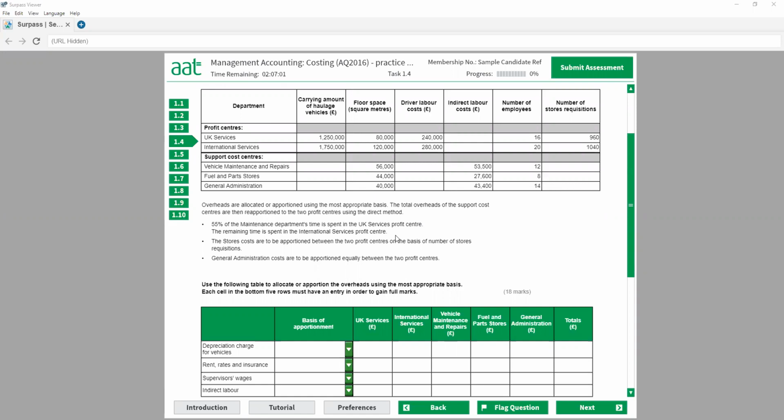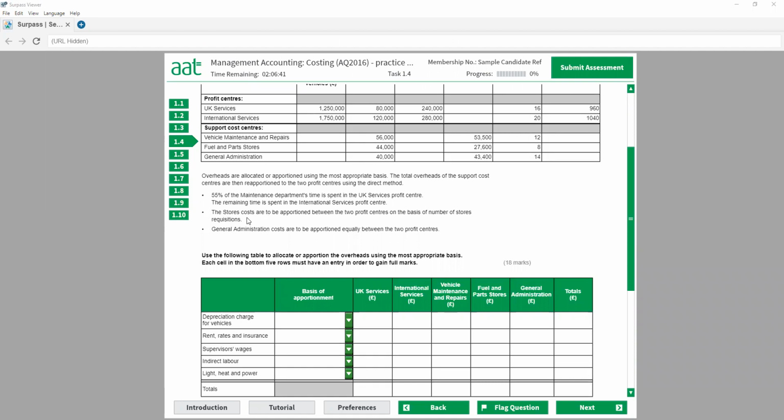Now the direct method is quite easy. All you have to do is find the total support cost center, that is the service cost center, and reallocate or allocate it to the profit center. So you have to move all the service cost to the production cost. Then you have some more information here.